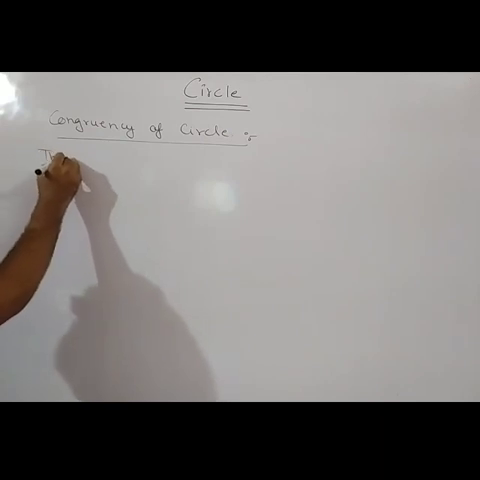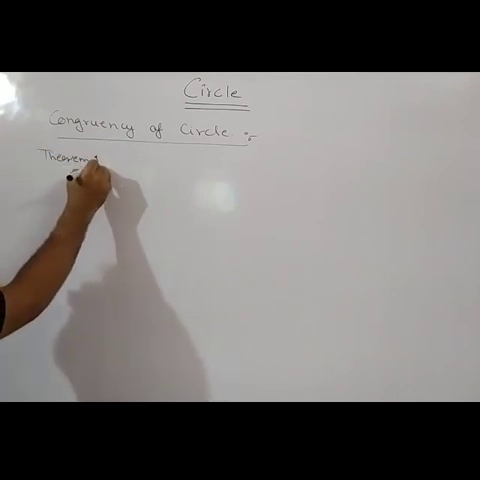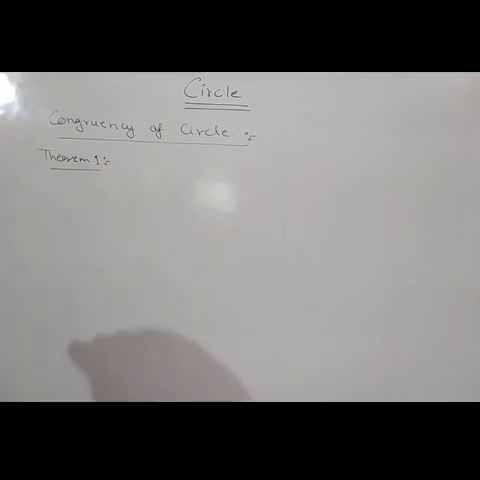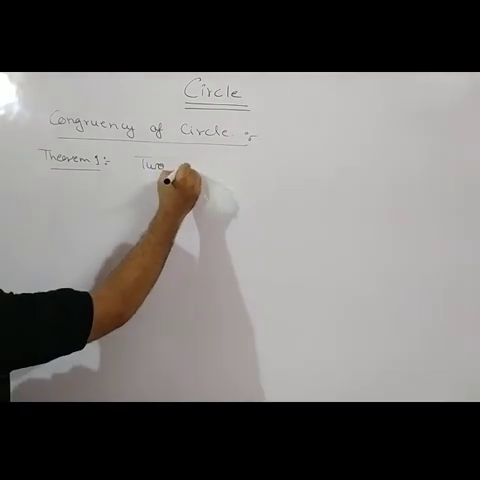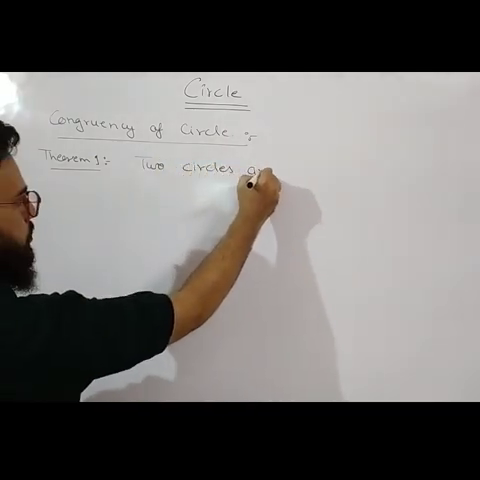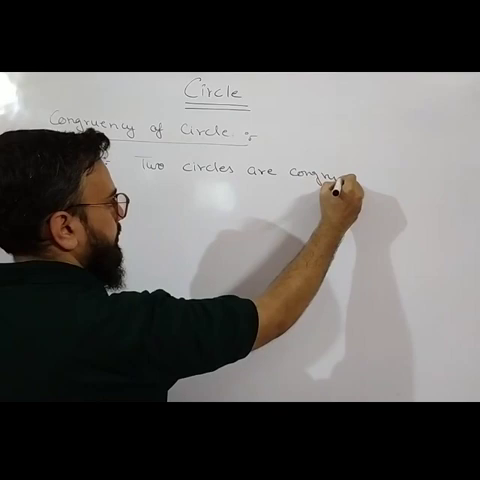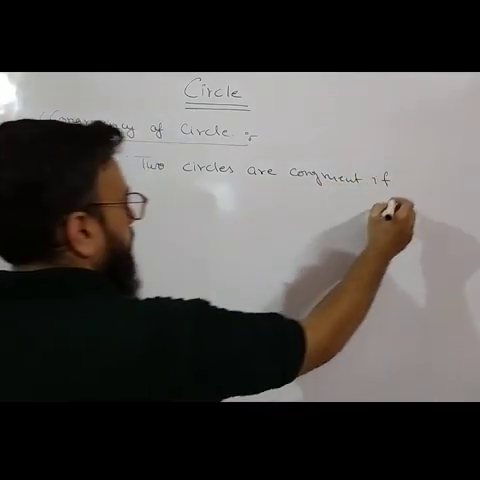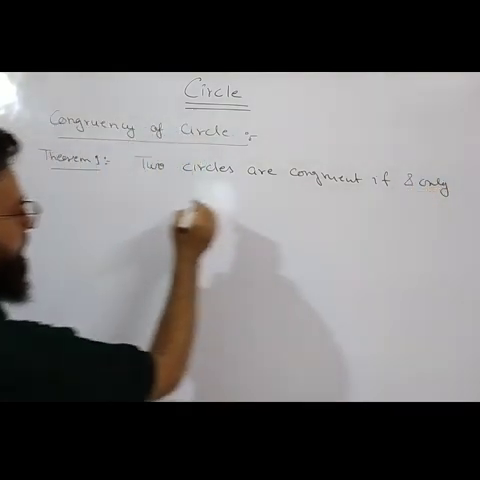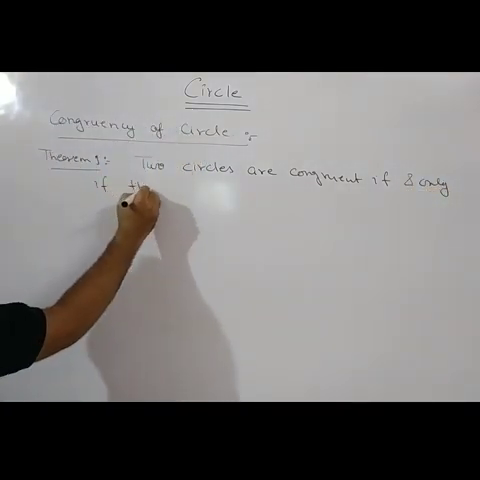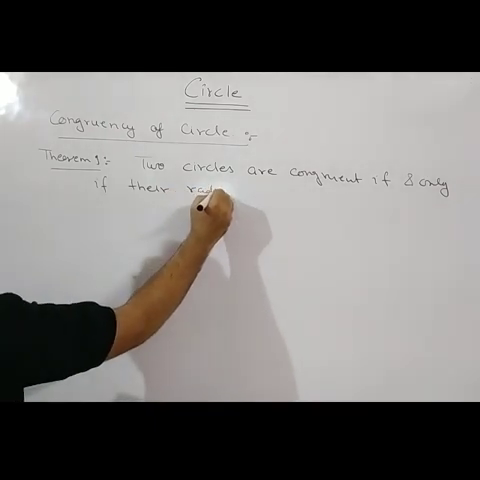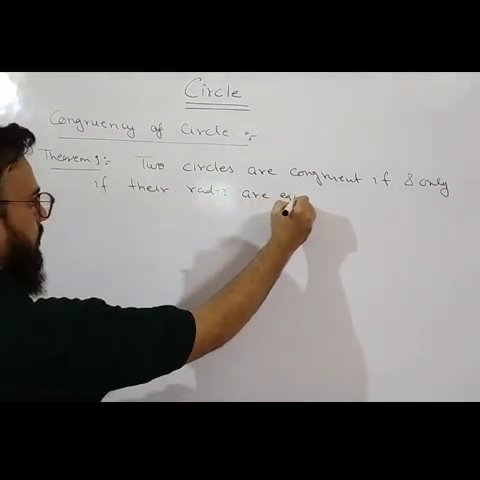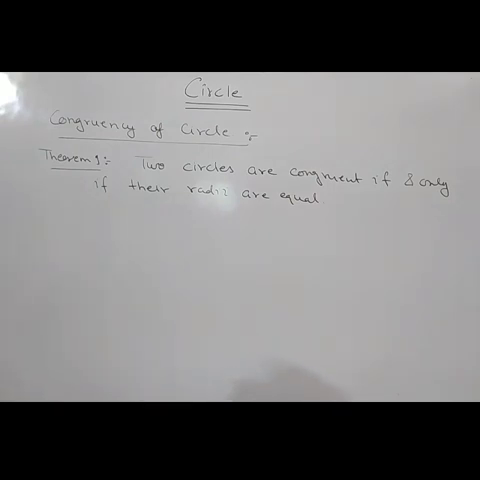So this is our first theorem. Note down the statement only. Theorem number 1: Two circles are congruent if and only if their radii are equal.